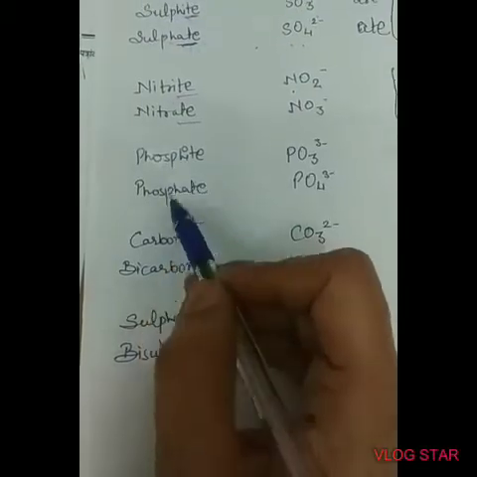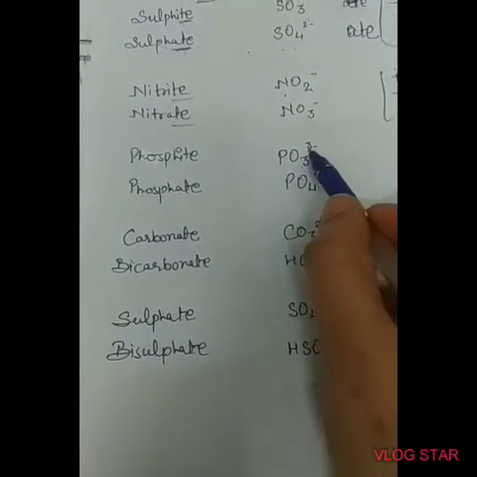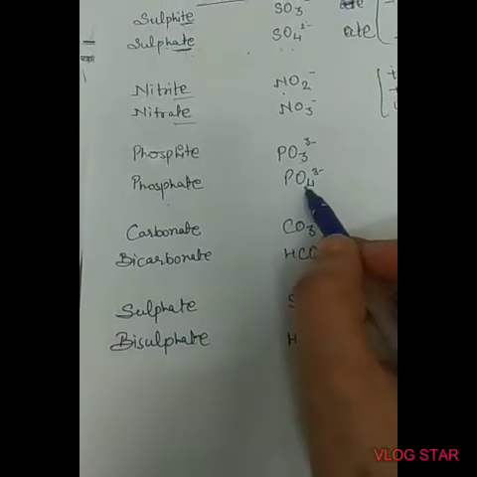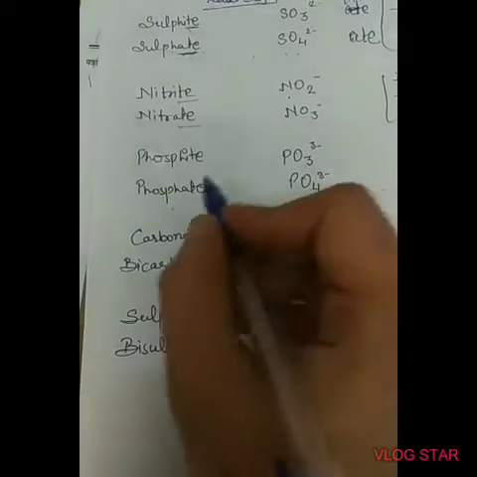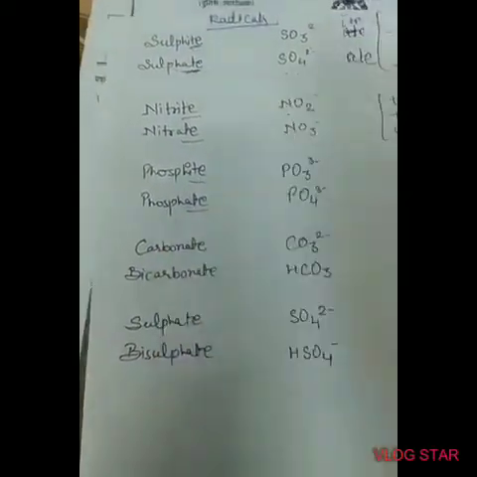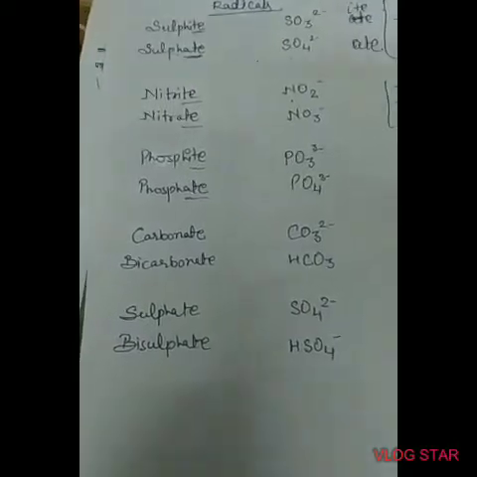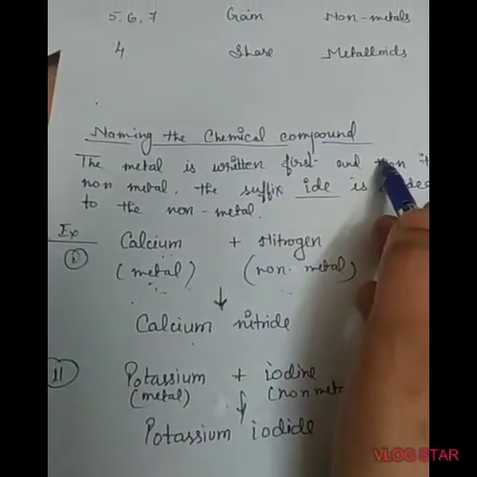Similarly for phosphite, PO3 3 minus, and for phosphate, PO4 3 minus, for the higher number of oxygen atoms we put the suffix "ate", and for the lesser number of oxygen atoms we put "ite". We follow the same rule.